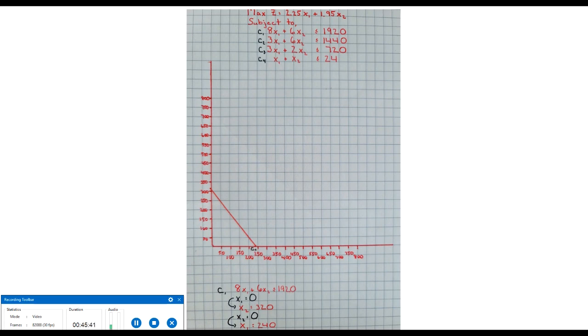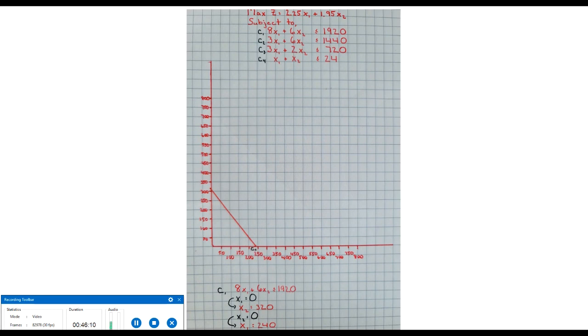Once I've written my constraints down, I want to write in my constraint line. The first one, we allow x1 to be 0, so x2 becomes 320, and x2 to be 0, so x1 becomes 240. And then we connect those two lines from the x1 and x2 axes, as I've done here, and that becomes constraint line number 1.